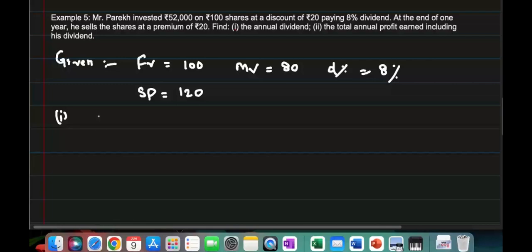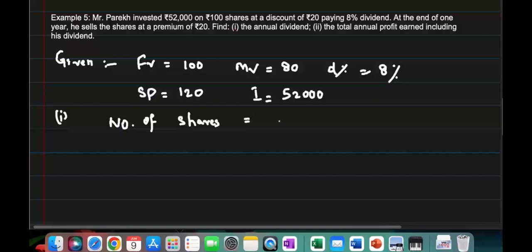Annual dividend will be 8% of how much he has purchased. So one more thing I missed, that is the investment. Investment was how much? 52,000. 52,000 was the total investment he made. So number of shares will be investment divided by the market value at that time. 52,000 divided by the market value when he purchased, which was rupees 80. So the number of shares will be 650. He bought 650 shares.